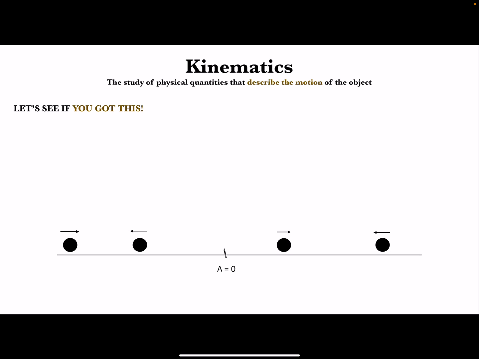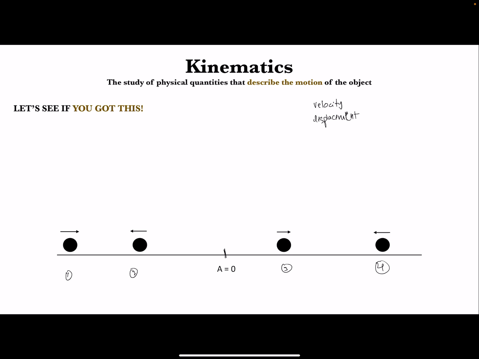Now, all I want you to do is just tell me what the sign for the velocity is, like is it going to be positive or negative for the velocity and the displacement at, let's say, points 1, 2, 3, and 4. All right, did you get it?